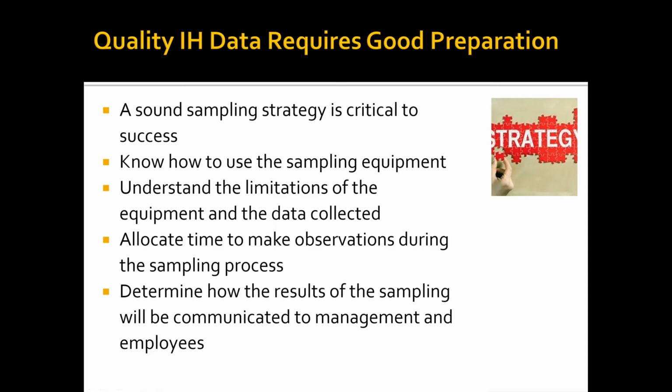Getting quality IH data, like I mentioned, requires good preparation. And I like to start out with emphasizing how important it is to have a sampling strategy developed before you order equipment, before you figure out all of the nitty-gritty details that are necessary to do good industrial hygiene work. Another important thing is knowing how to use the sampling equipment and understanding its limitations. And in my opinion, one of the most important things is making sure you allocate enough time to be out there when the sampling is going on and to do the work that it takes before and after sampling, and then have an idea of how you're going to communicate the results both to management and employees.